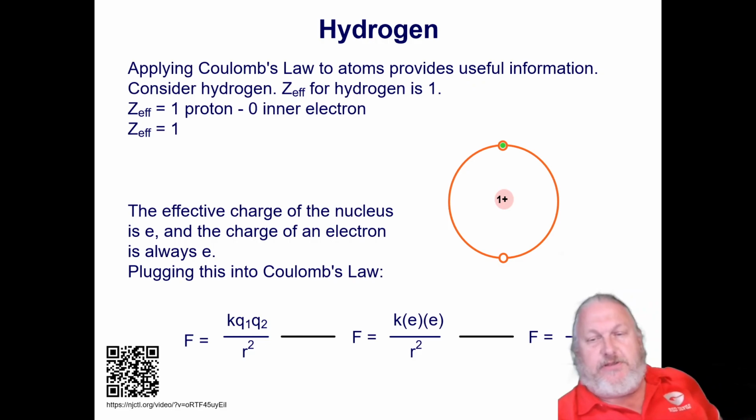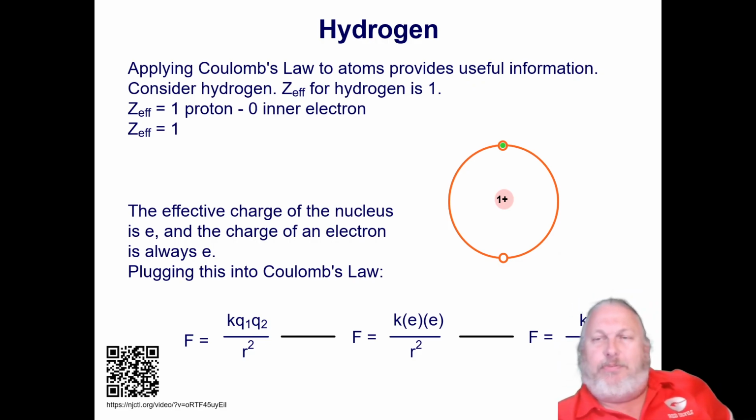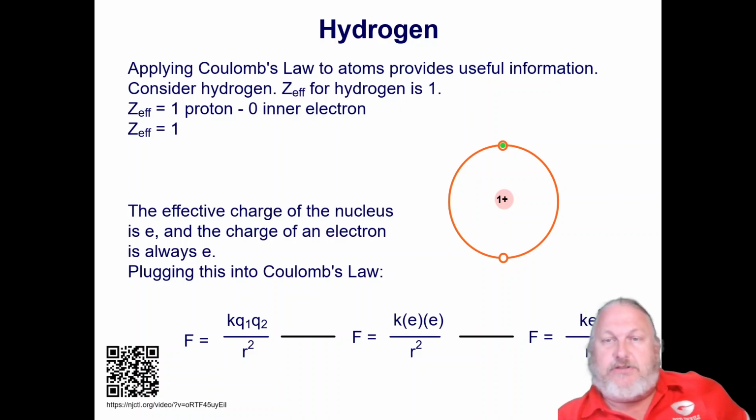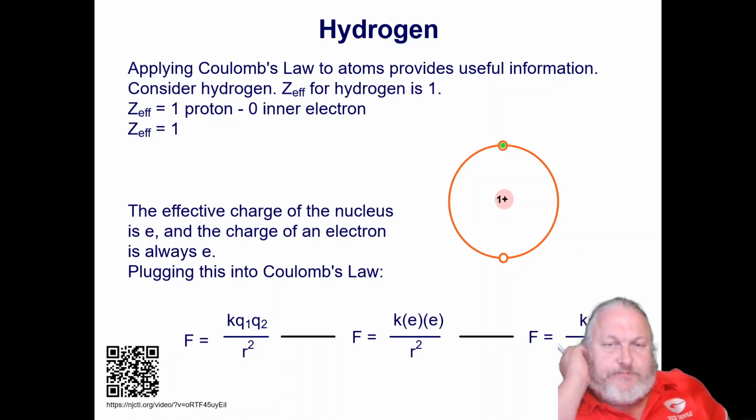Now let's play with this a little bit. Let's look at Coulomb's law and apply it to some of the atoms, and it's going to give us some good information that's going to come into play in the next couple of days. So the Zeff for hydrogen is 1. There is no inner electron, so the S is 0. So the Zeff for hydrogen is +1.